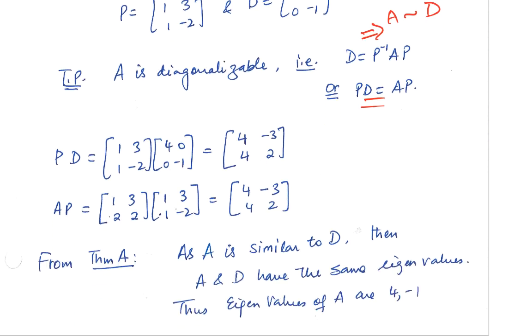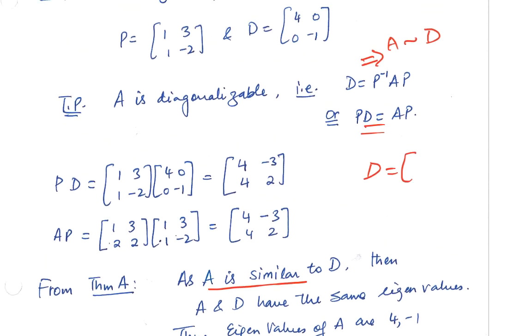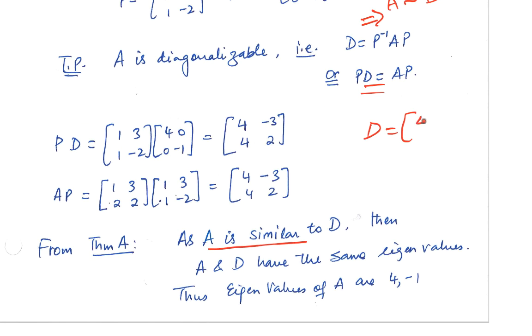And also, let's look at some of the facts. As A is similar to D, in Theorem A in our section 5-2 on characteristic equations, that means if matrices are similar, they will have the same eigenvalues. So D is the diagonal matrix. Remember what my D is here? My D here is 4, 0, 0, minus 1.